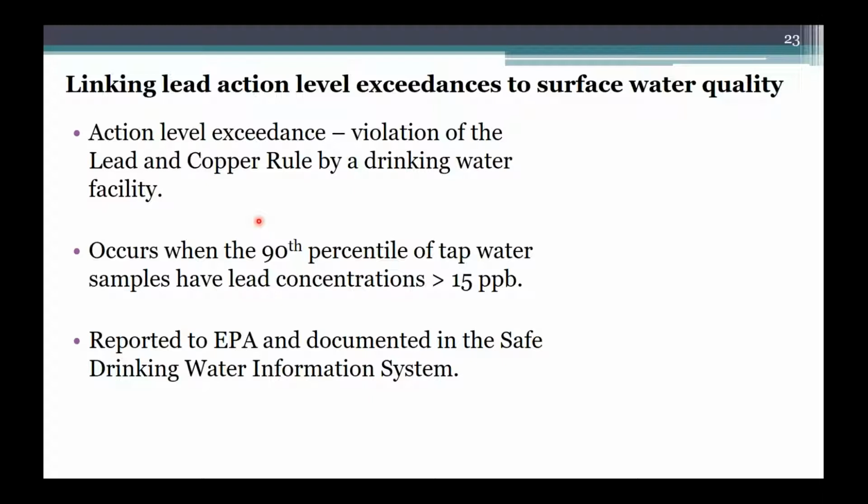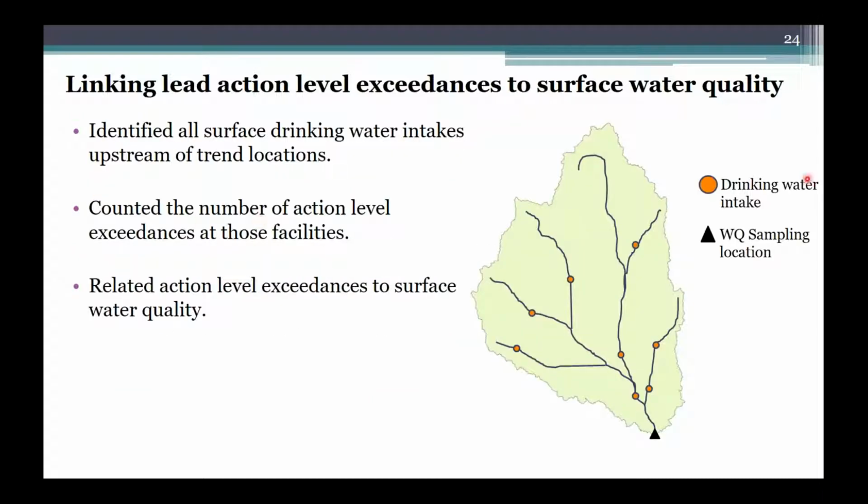And when this occurs, the drinking water facilities are supposed to report this to the EPA, and it's entered into a database called the Safe Drinking Water Information System. And so our approach was to define watershed boundaries for all of our water quality trend sites, and then to locate all of the surface drinking water intakes upstream of the sampling location. We counted the total number of action level exceedances in the basin, and then we related this to the water quality at the sampling location.